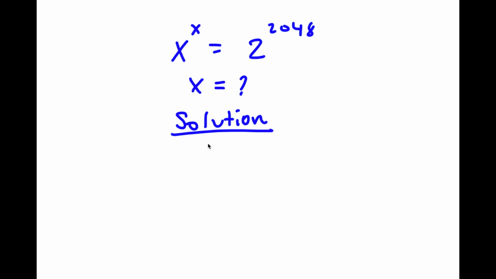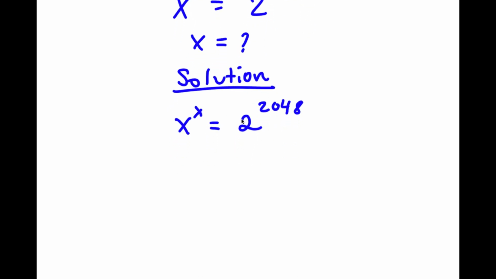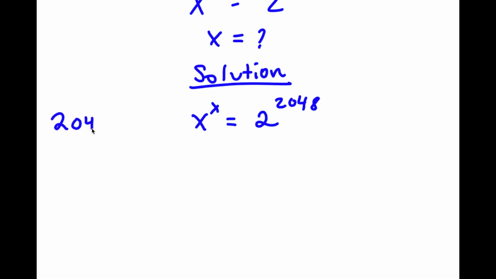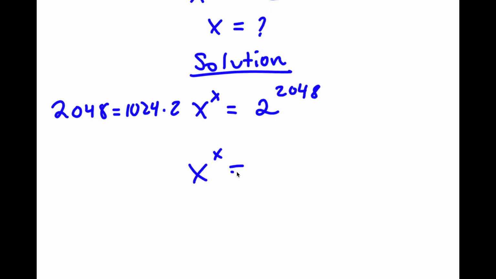I first start with x to the power of x is equal to 2 to the power of 2048. Now, 2048, this is the same thing as 1024 times 2, right? Now I'm going to replace the value of 2048 with 1024 times 2. So now I have 1024 times 2.